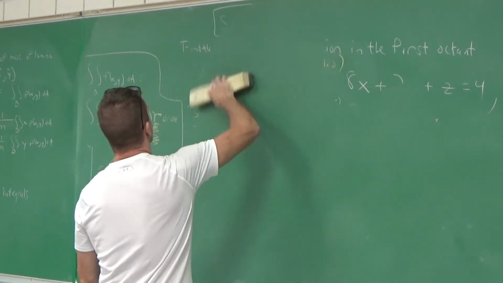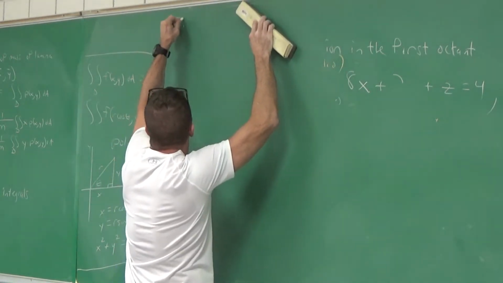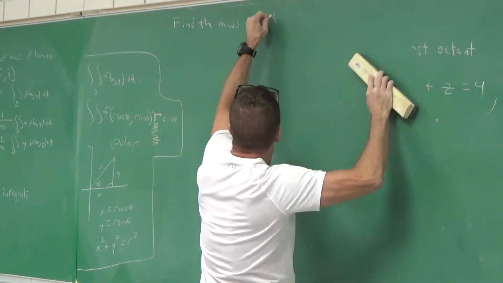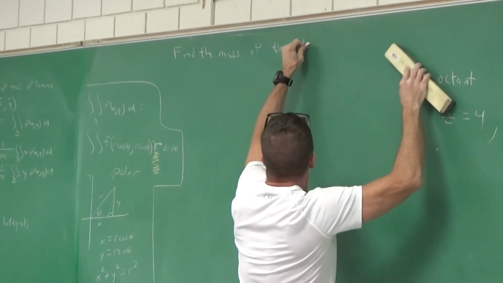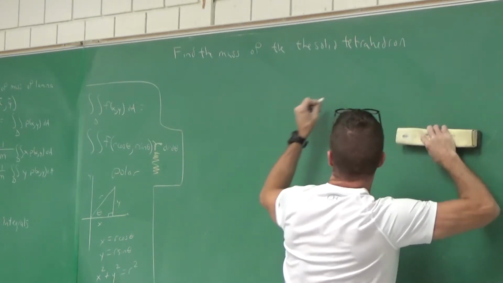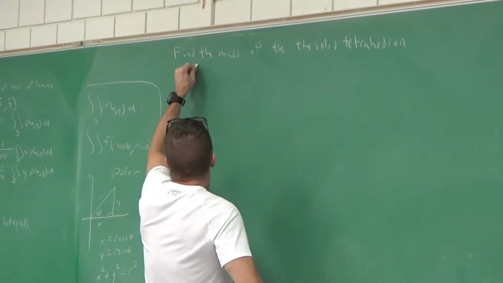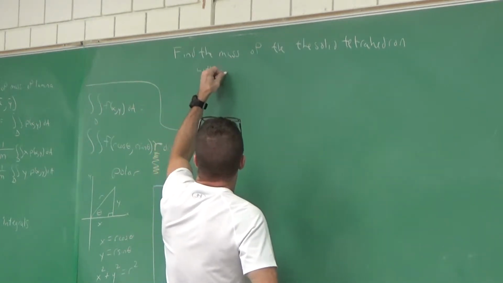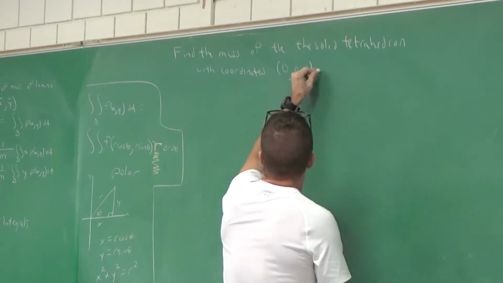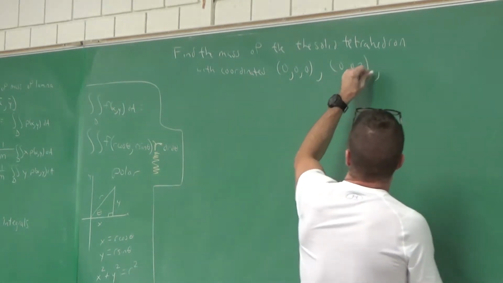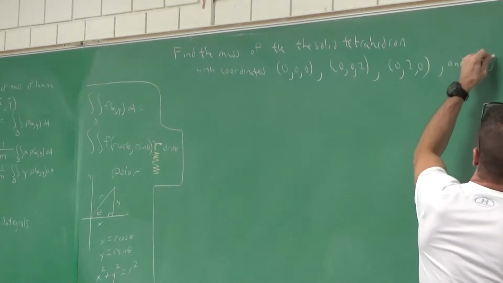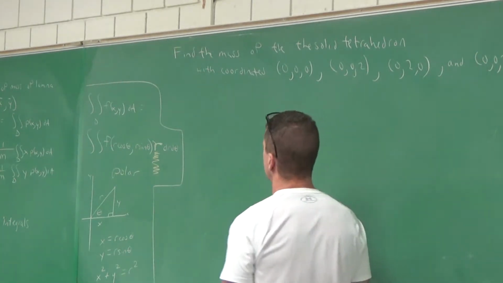So here you go. This one we will solve though. Can you find the mass of the solid tetrahedron in the first octant? It has 0, 0, 0, and it has 2, 0, 0, and it has 0, 2, 0, and it also has 0, 0, 2. Well, can you help me draw that? What would that look like?